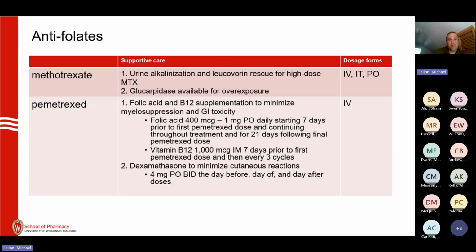All right. So in the antimetabolite section, there's more supportive care specific to certain drugs. I'll send these slides out, but the supportive care specific to the drug is listed here. So pemetrexed, we do both folic acid and B12 supplementation. We don't do that for methotrexate.